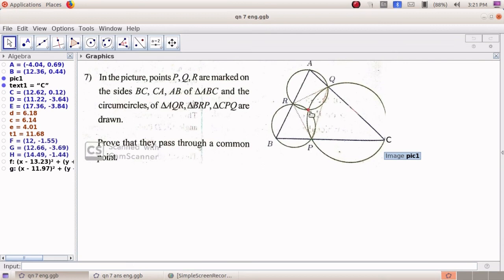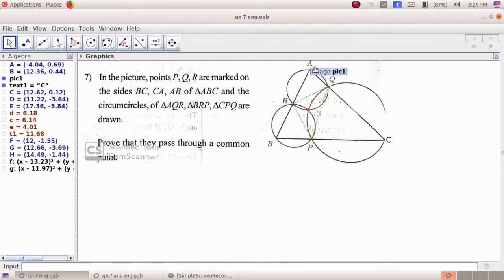Now just see the second point where they meet. We have to prove that when a circumcircle of triangle CPQ is also drawn, it has to pass through the point where the other two circles meet. We will prove this not by drawing such a circle. We have to present the arguments why we say the circumcircle of triangle CPQ also has to pass through the point where the other two circles meet.